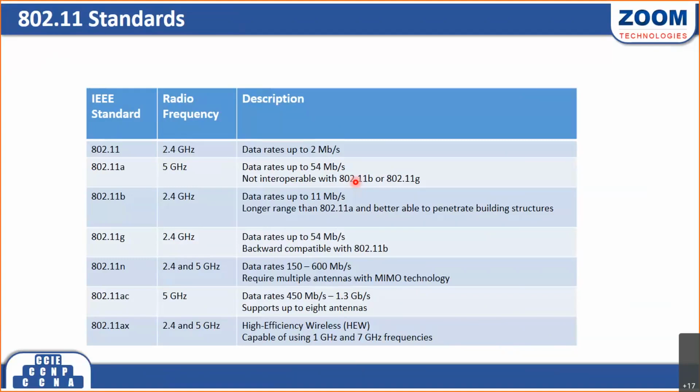Then 802.11a, 11b, 11g. These amendments were developed initially, maintaining access point and client capability. Up to 11g, you can see the data rate is up to 54 Mbps only. 54 Mbps, 11 Mbps, like this.